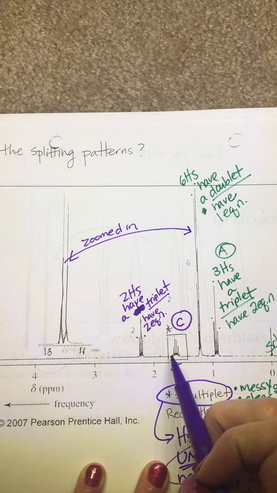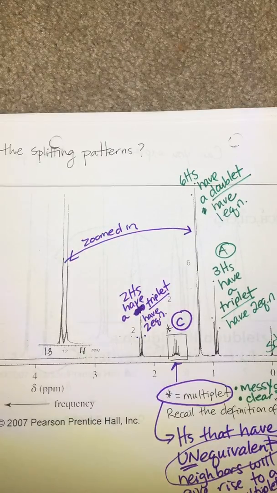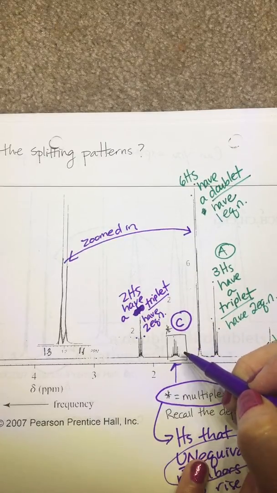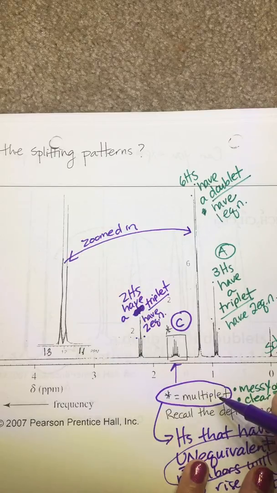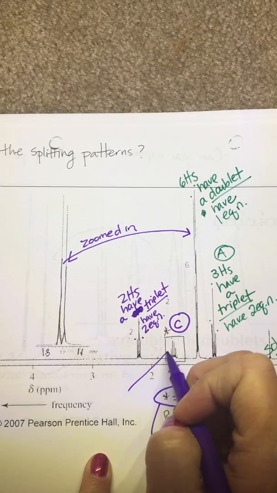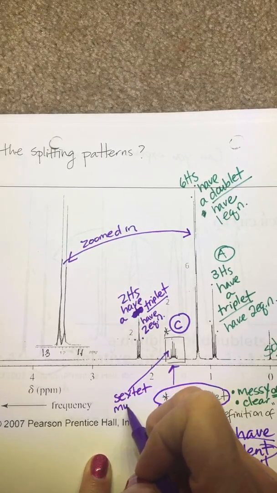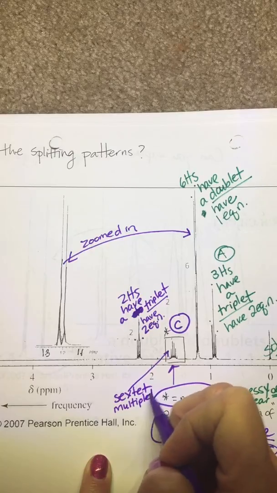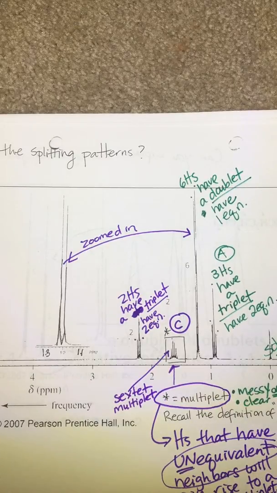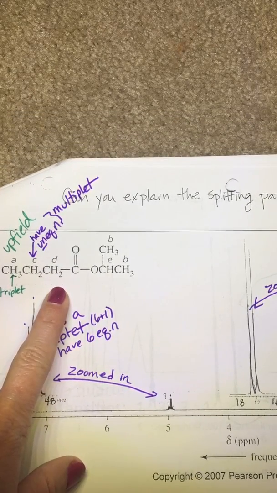Let me see if I can count it. 1, 2, 3, 4, 5, 6. Yep, I can count that pretty good. That does look like a sextet, but the important part, it's not a normal sextet. It's a sextet multiplet, okay? So this one right here is called a sextet multiplet. Got to use the word multiplet because that's telling you you have 5 unequivalent neighbors.